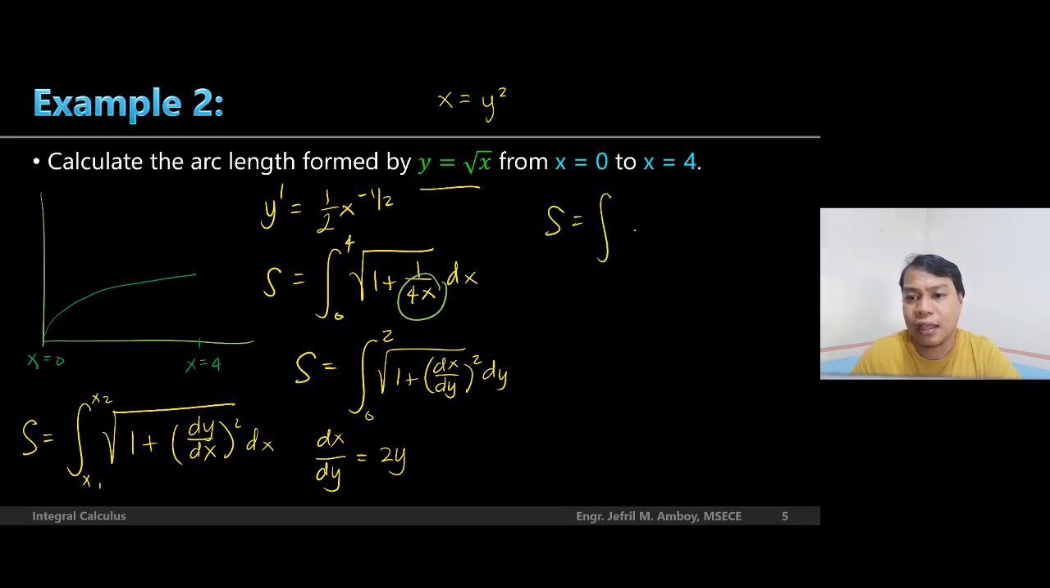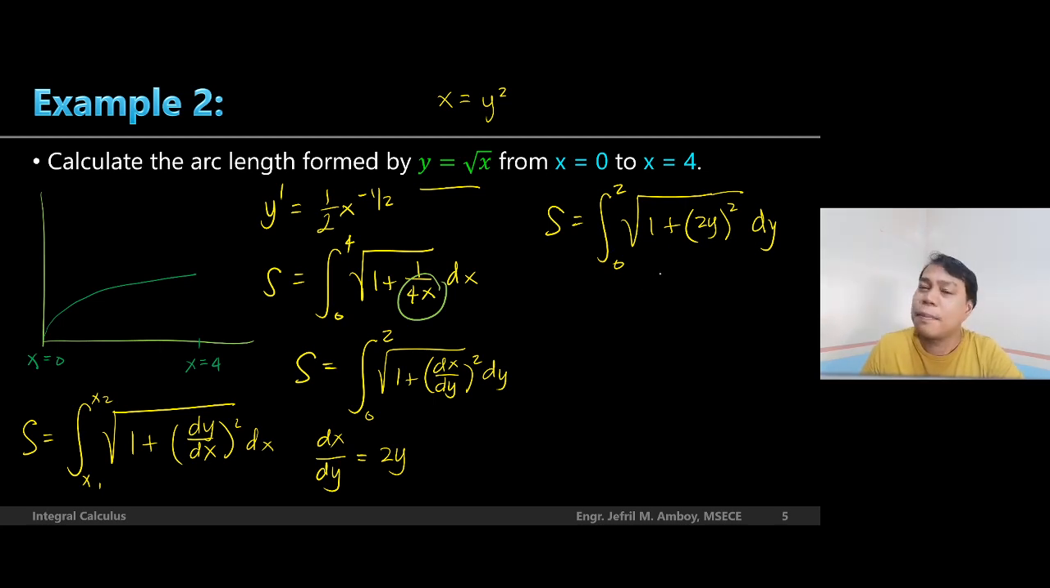S equals the integral of the square root of 1 plus 2y, squared, dy from 0 to 2. So how do you integrate this? If you use substitution, you will have a quadratic term. When the quadratic is differentiated, you will get a term y dy, but you have no y as a multiplier of dy here. So you cannot use the ordinary substitution method. Substitution method will not work.